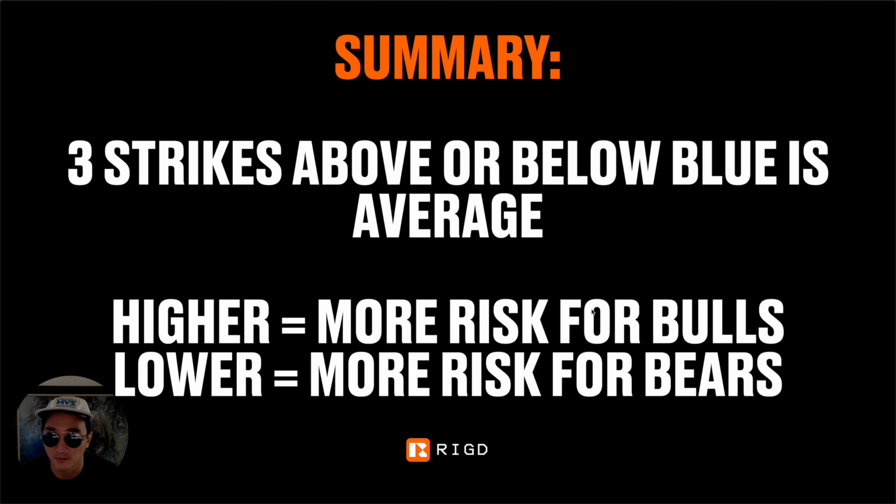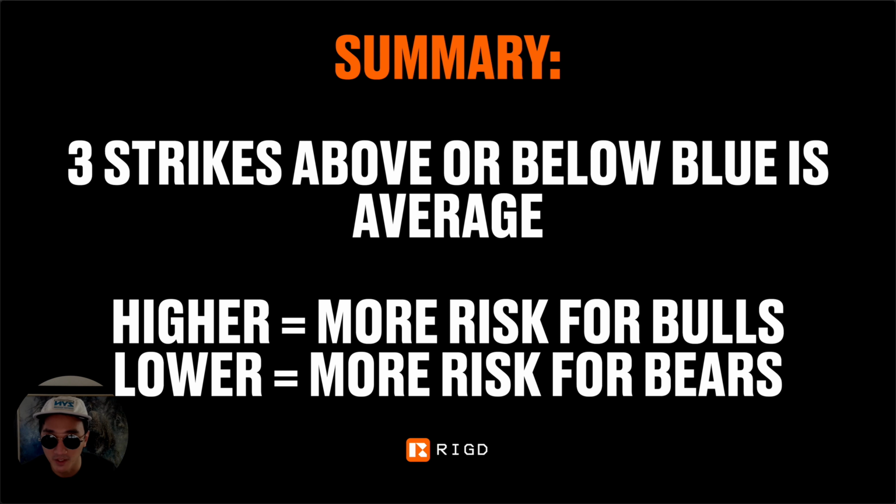Okay, guys, let's summarize today's lesson in Zero DTE School. 3 strikes above or below the blue line, remember the blue line's the opening price for the day, is average. Most trading days are average. That's what we see. So the higher we get from the blue line, the more risk there is for bull alerts, and the lower equals more risk for bears, because on average, we only go 3 higher or 3 lower. Sometimes it's even less than that.